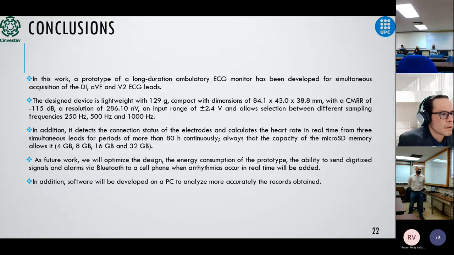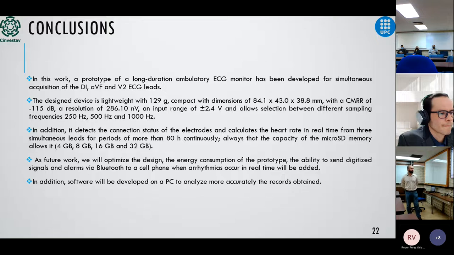In conclusion, we created a prototype that has the characteristics of a commercial device that can digitize the three leads simultaneously. It is lightweight at 129 grams, compact with dimensions 84 by 43 by 39, and with CMRR minus 150. A resolution of 286 nanovolts and an input range of plus or minus 2.4.